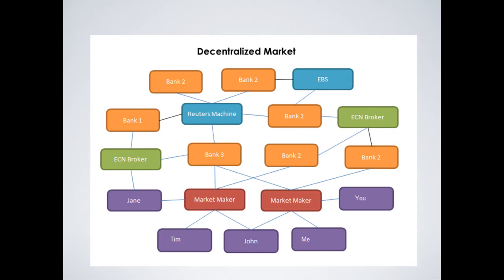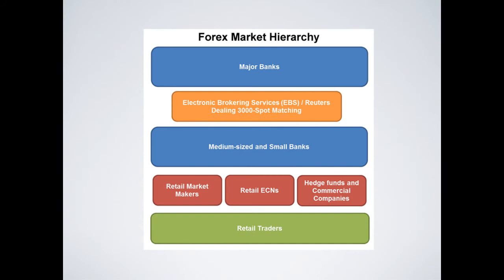Now, we actually have a hierarchy chart here as well to explain who the major players are, so to speak, in the particular market. At the top, you can see we've got the major banks. Then we've got the EBS, which are electronic brokering services. They're the ones through which a majority of the software and prices will be going. You've got Reuters on there, for example. Below that, we've got the medium-sized and small banks. Then below that, we've got the brokers, hedge funds, commercial companies, retail market makers, and then below that, which is the category that we fall into, unfortunately, we're all at the bottom of the hierarchy, and that is retail traders.